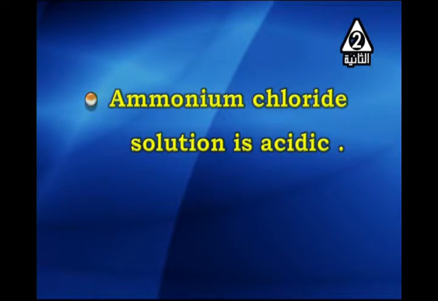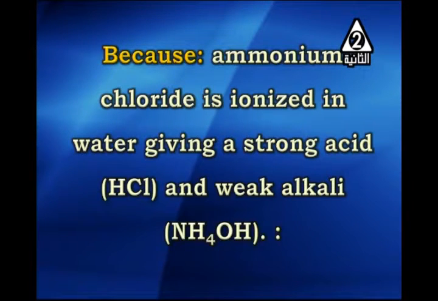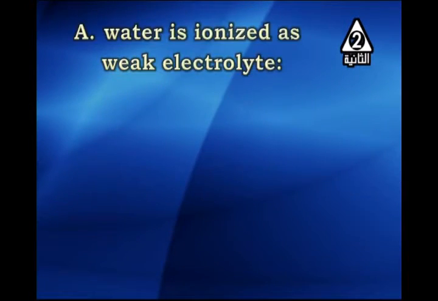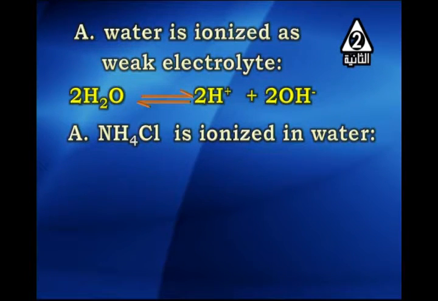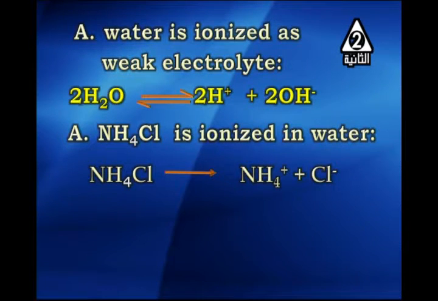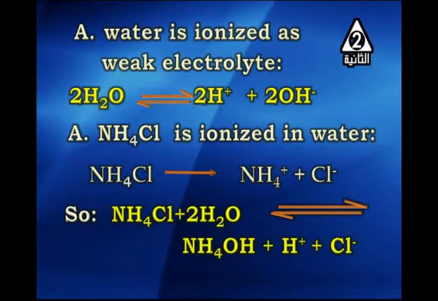The ammonium chloride solution is acidic because ammonium chloride is ionized in water, giving strong acid hydrochloric acid and weak alkali ammonium hydroxide. As water is ionized as a weak electrolyte, it ionizes in equilibrium into H+ and OH-. And ammonium chloride is ionized in water, as shown on the screen, into ammonium ion and chloride ion. So by getting the sum of these two equations, ammonium chloride plus water gives ammonium hydroxide and hydrogen ion and the chloride ion. My dear student, don't say hydrochloric acid.